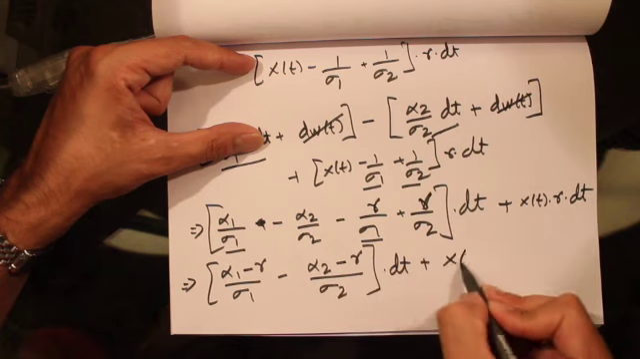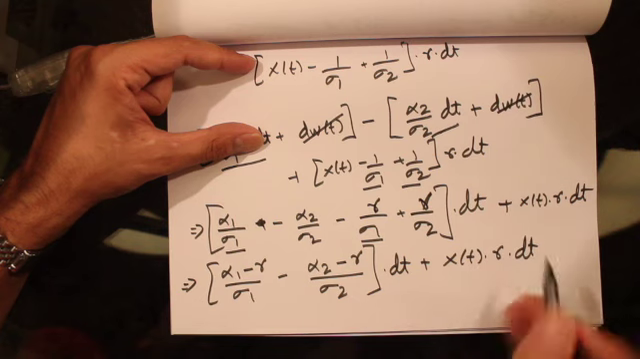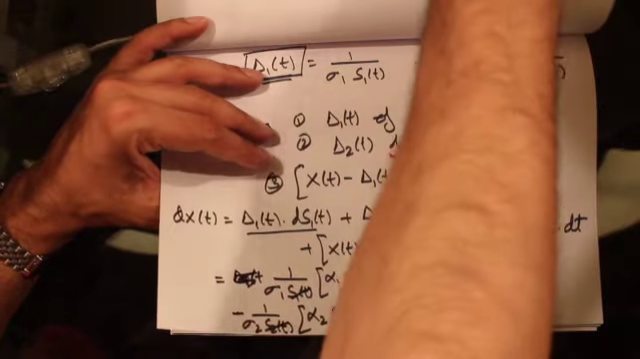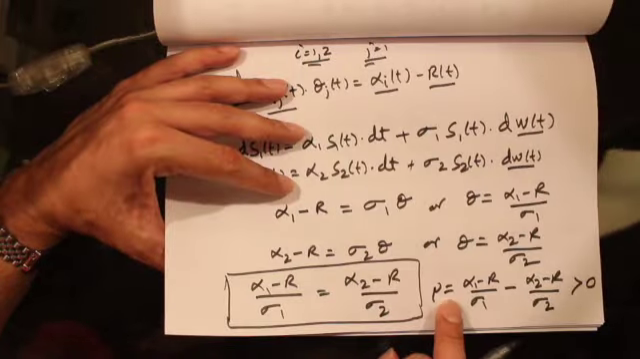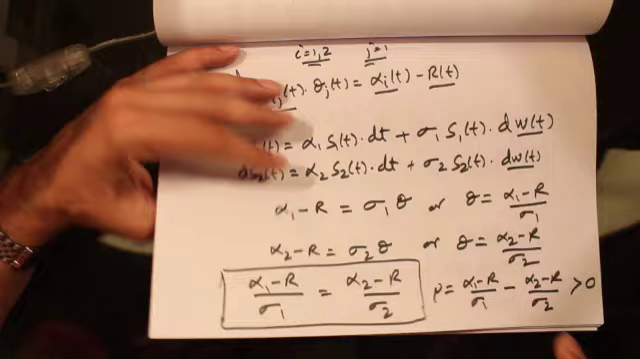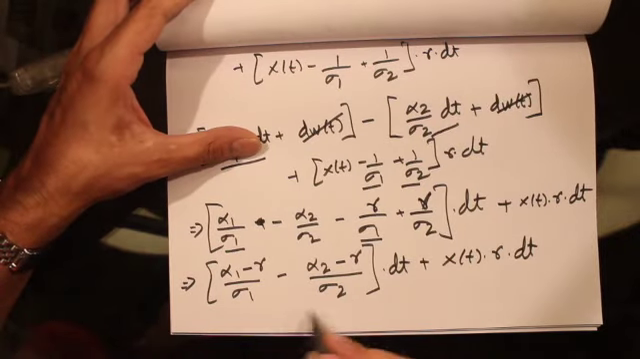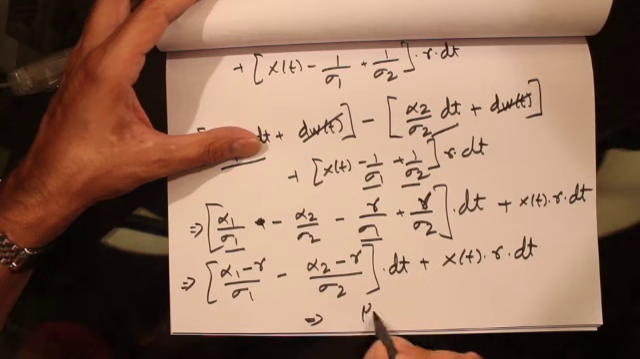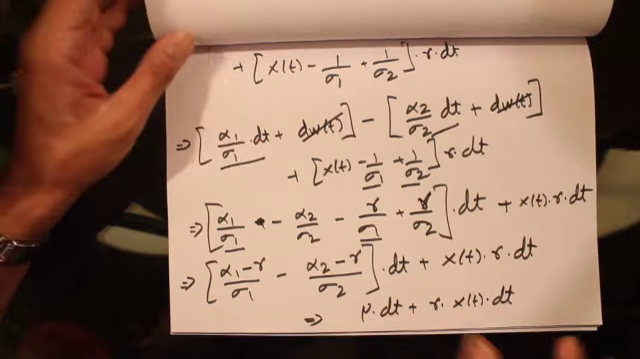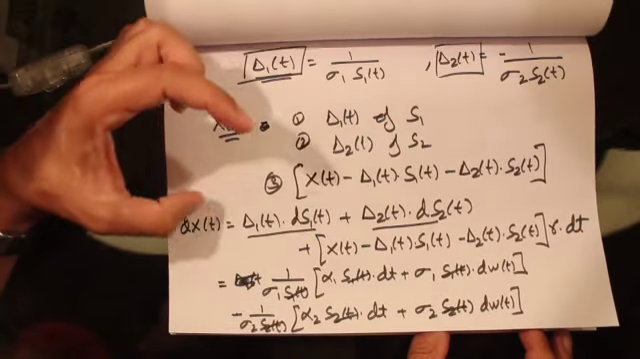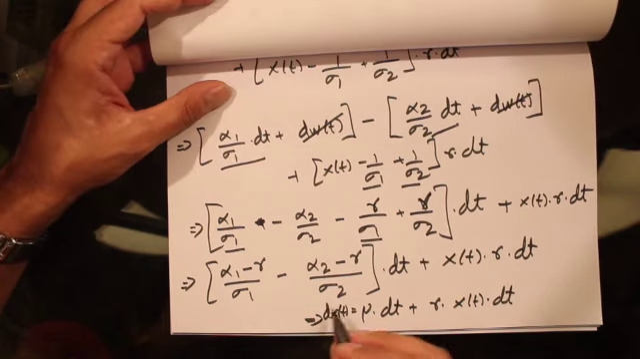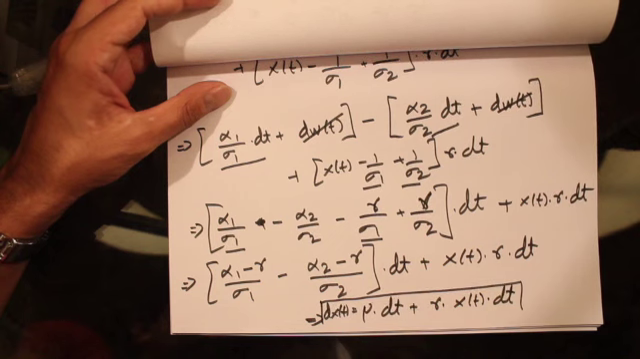dt plus xt times r dt. Now this basically, we had defined this to be equal to mu, right? We basically said, let's define mu as x1 minus r by sigma 1 by x minus x2 minus r by sigma 2. That's exactly what we have here. So we're going to write this as mu times dt plus r xt times dt. And what was this that we were solving for? We were solving for dx of t. Okay? So that's one result that we get.